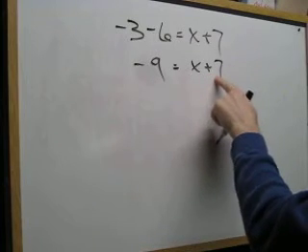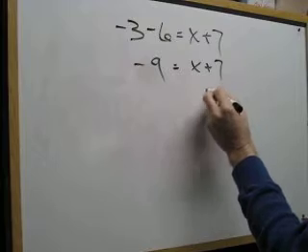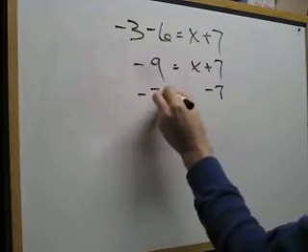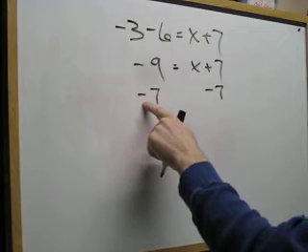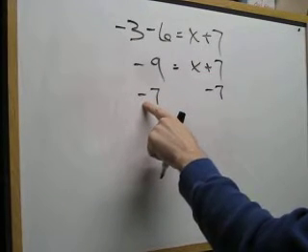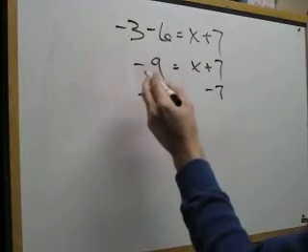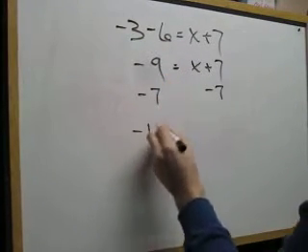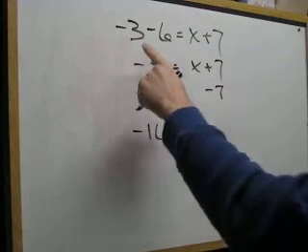Alright, so now we have a plus 7. 7 is added to our x. In order to get rid of that plus 7, we take 7 away. But remember, we have to do it to the other side. Negative 9 minus 7 gives us negative 9 minus 7, I'm not thinking straight today, equals x. So our answer is x equals negative 16.